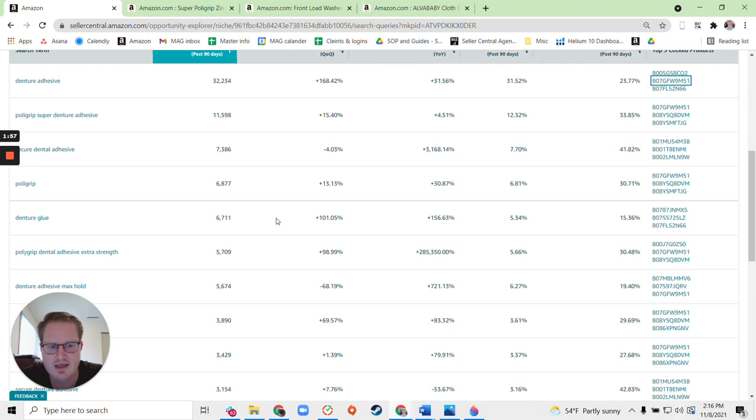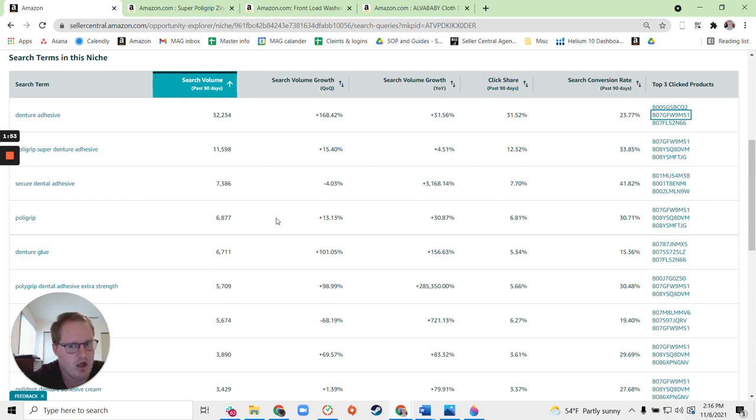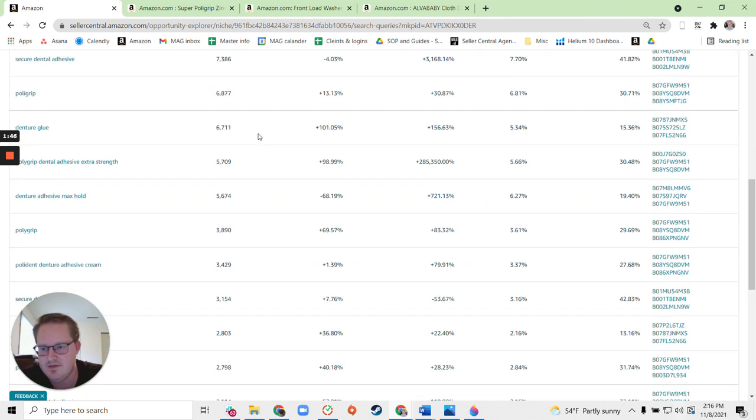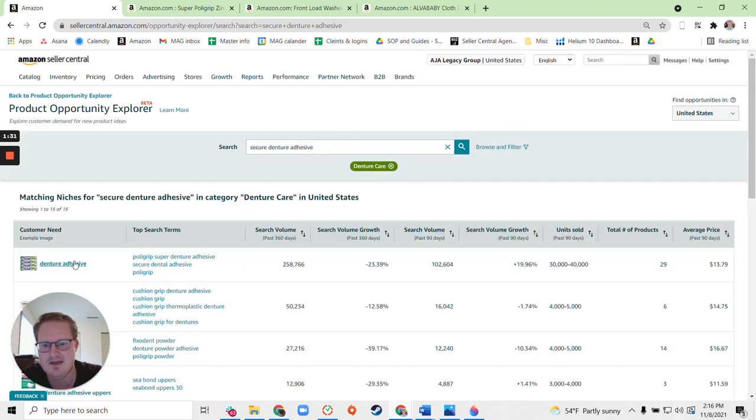We're going to see that as you start looking at the search volume on these terms, denture adhesive, of course, is at the absolute top. But as you really start to niche down, you can see that there are different products, maybe under the Poligrip or the Secure denture adhesive, that have a lot less keywords. I think those are going to be the primary focus for this Product Opportunity Explorer, where you can really identify certain opportunities based on keywords that maybe aren't quite as popular.